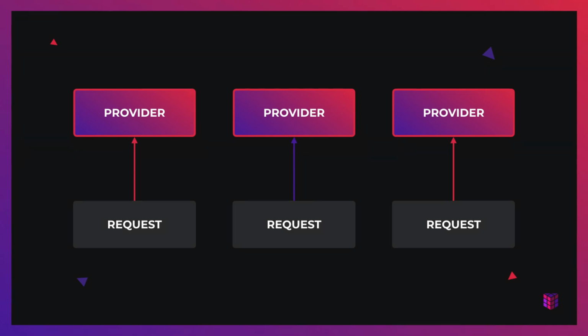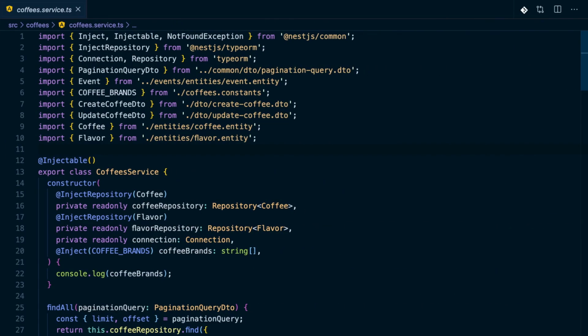By default, every provider in Nest.js is a singleton. So as an example, when we use Injectable in our coffee service, it's really a shorthand implementation for passing in an object with scope and Scope.DEFAULT, the default being singleton, as the value.